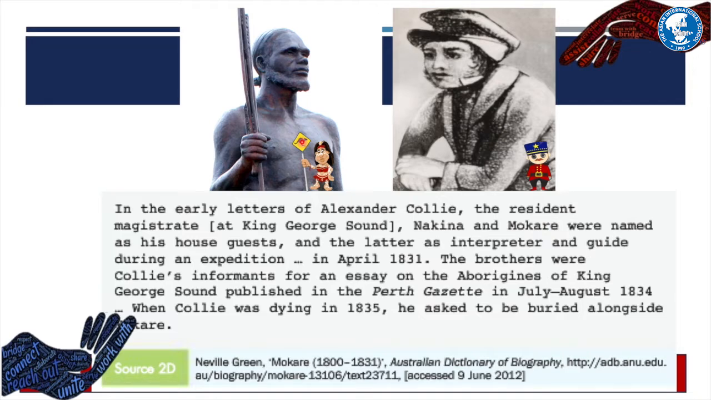And he was also known for being a peacemaker and effective mediator between black and white communities. That's why he is known as a man of peace. And when Alexander Colley was dying, he asked to be buried alongside Mukare. So we could really say that they have a good friendship or good relationship.